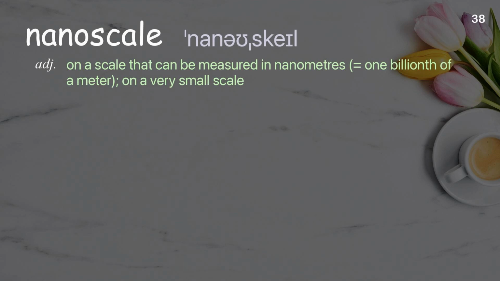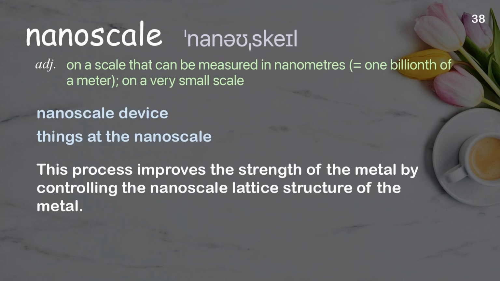Nanoscale. On a scale that can be measured in nanometers, equals 1/1,000,000th of a meter, on a very small scale. Examples: nanoscale device, things at the nanoscale. This process improves the strength of the metal by controlling the nanoscale lattice structure of the metal.